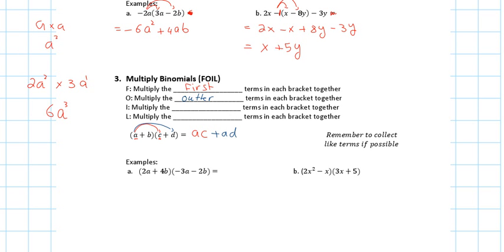Now we're looking for the inner because I stands for inner. So what are your two inner terms? B and C. So you're going to multiply B times C, and that gives you BC. And then L stands for the last terms. Where are my last terms here? B and D.